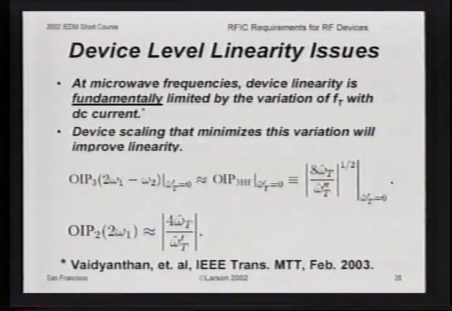And in fact, the expressions for the third order output intercept point and second order output intercept point reduce to some things that are very simple, as it turns out. For instance, the second order output intercept point is essentially the FT divided by the derivative of FT with respect to current. So once again, if the FT is very flat, the output intercept point will be very high. And similarly, for the third order intercept point, it's a little bit more complicated, but under the limiting case at the peak of the FT curve, the output intercept point is given by essentially the ratio of the FT of the device to the second derivative. So what you would like to do in order to build a very, very linear device, this is now not a low noise device, it's a very linear device, is make the FT versus IC curve as flat as possible.